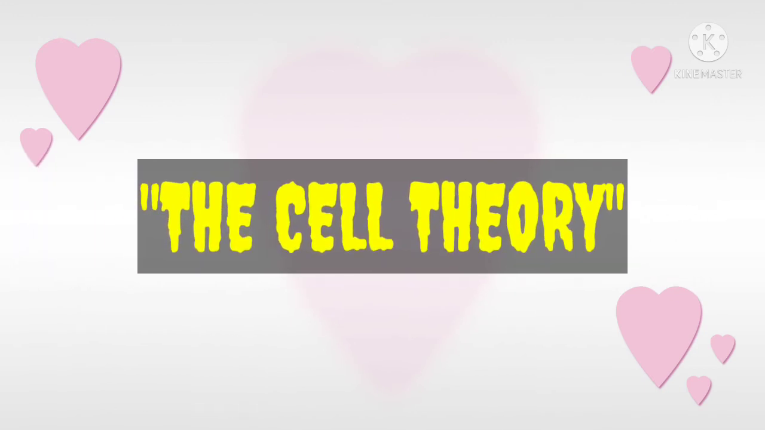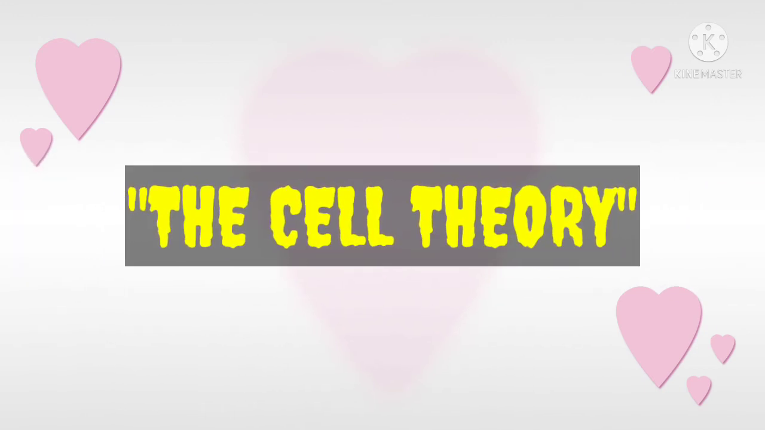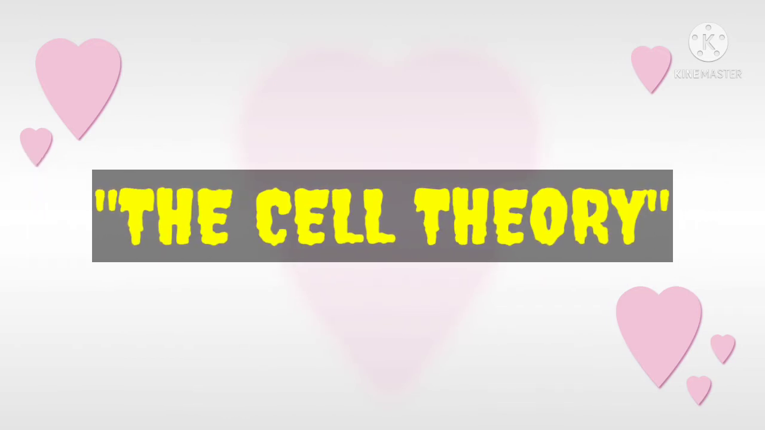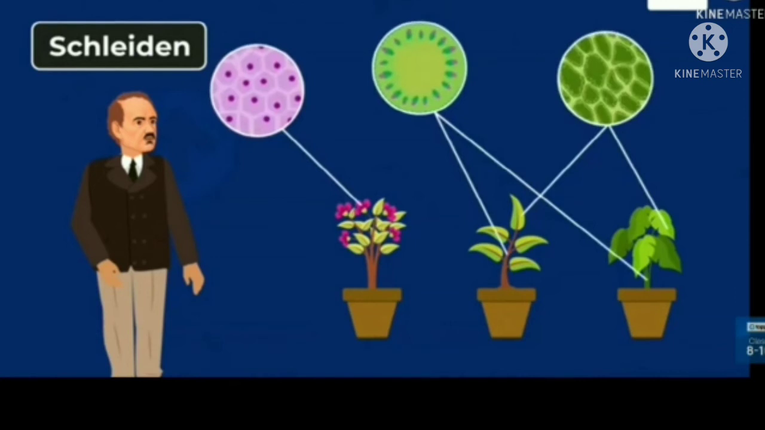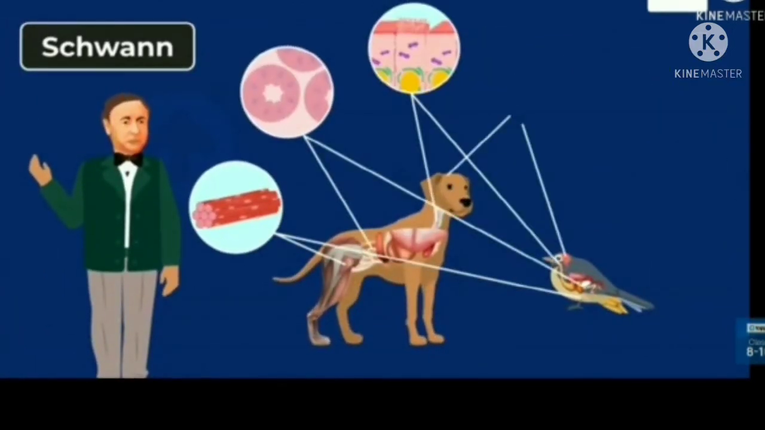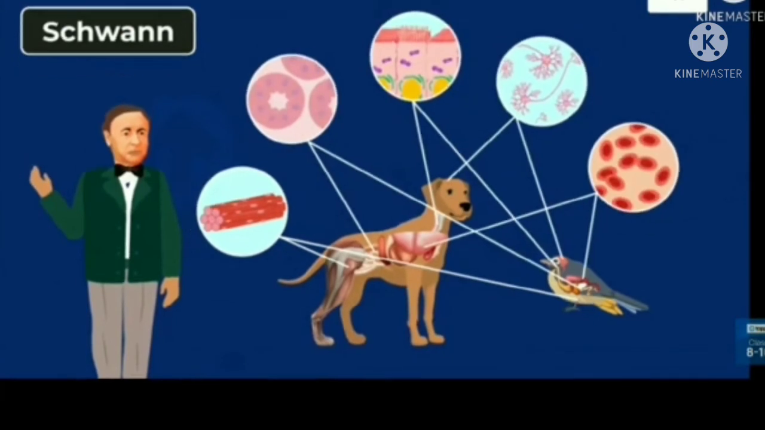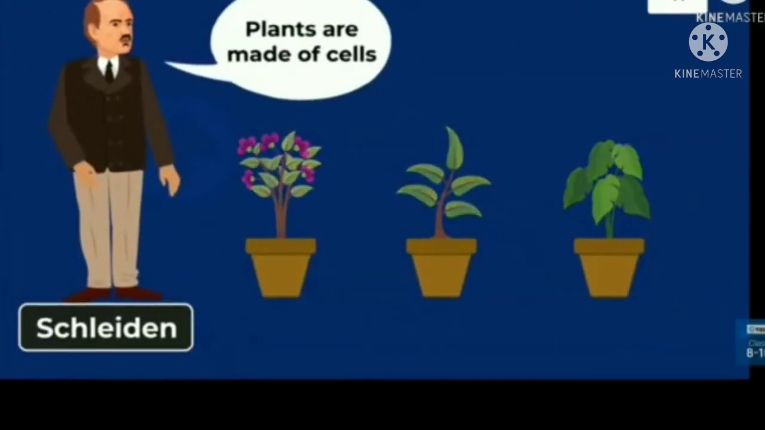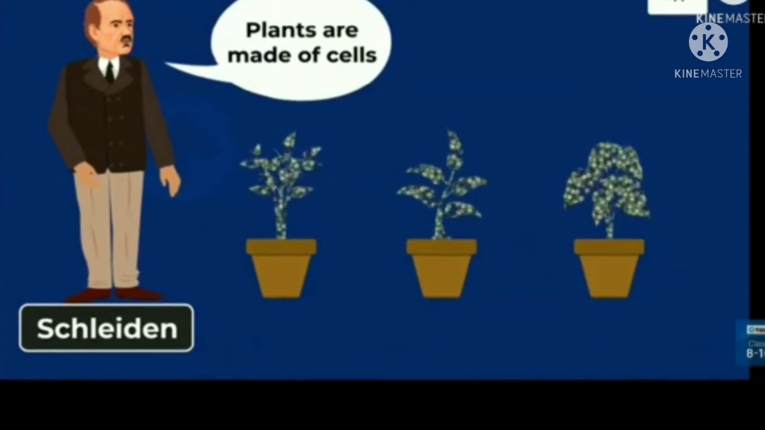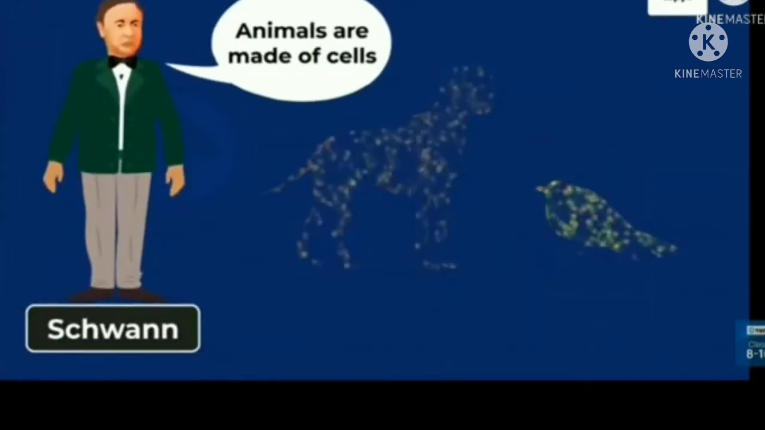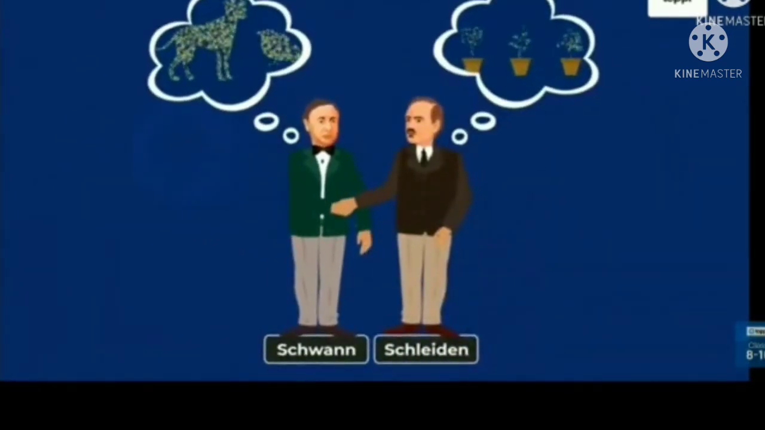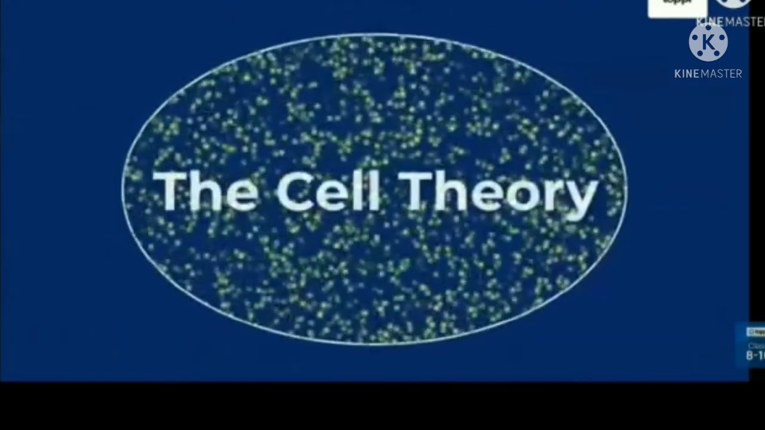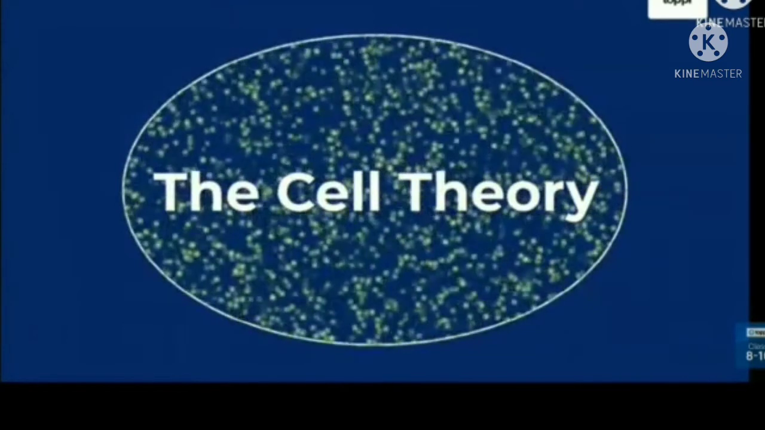Children, the coming video explains the birth story of the cell theory. Schleiden, a botanist, observed samples of plant tissues. Schwann, a zoologist, observed samples of animal tissues. Schleiden concluded that all plant tissues are made of cells, and Schwann concluded that all animal tissues are made of cells. They got together, combined their ideas, and gave birth to what we now call the cell theory.